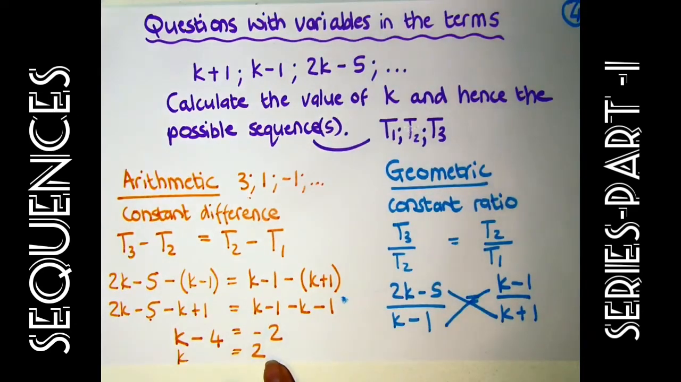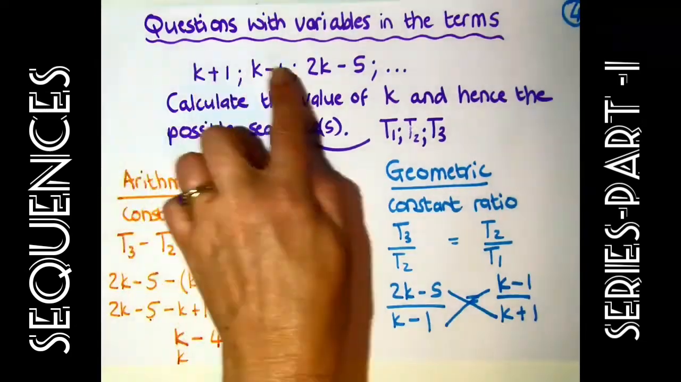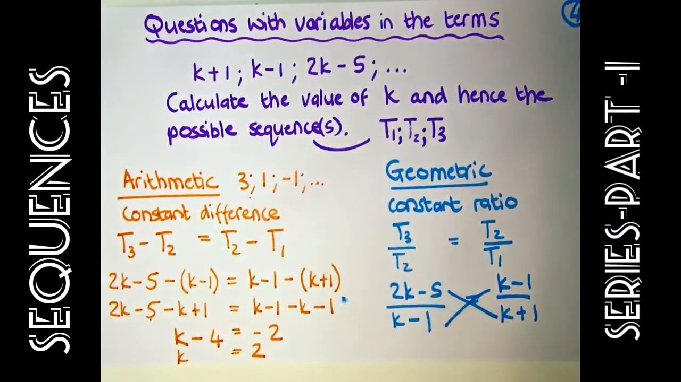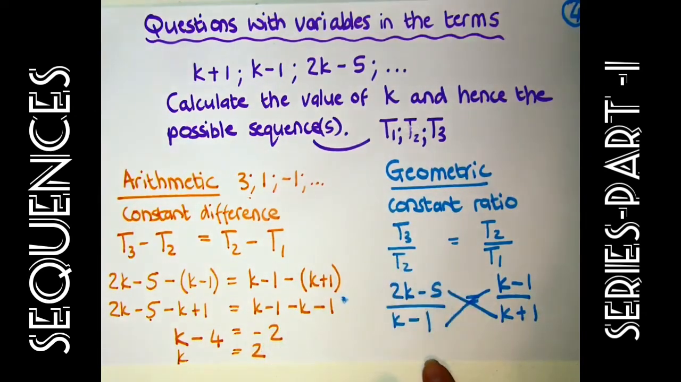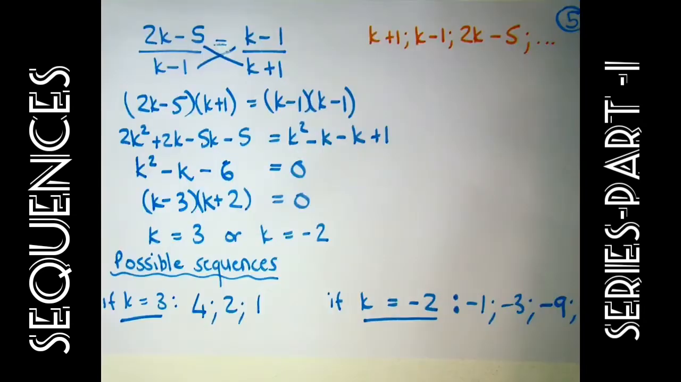When we got the value for k, we then subbed it into each of these terms and got out a sequence. But the geometric one was a little bit more complicated. Here we had to equate the ratios of the different terms. So we put T3 over T2, and that's been substituted there. That equals T2 over T1. And then we're using the cross-multiply trick for equations that have fractions in them.